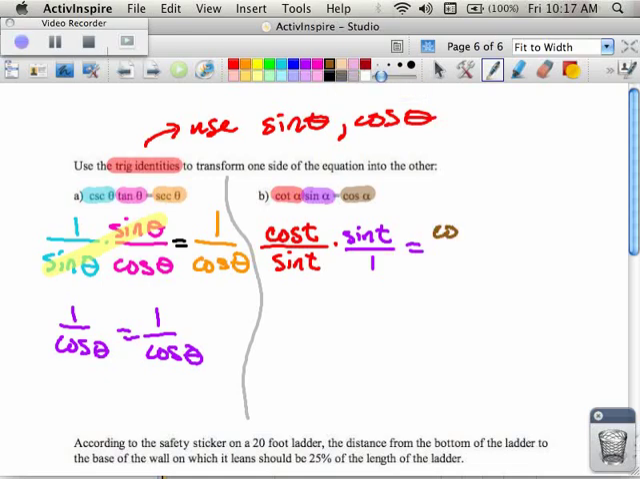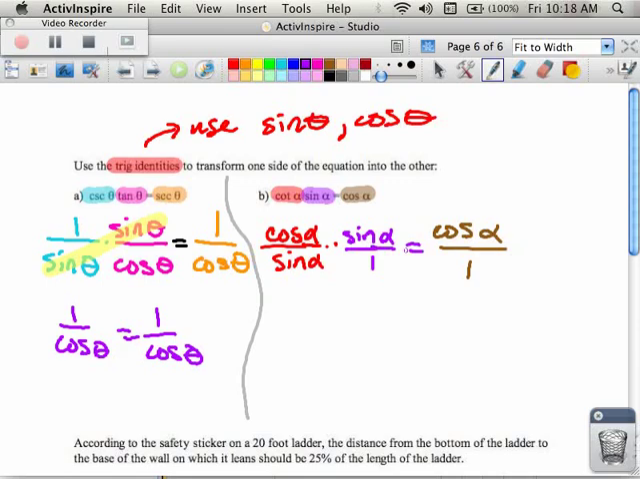Did I write down t in all these? Yeah. What a moron. Whatever. It's supposed to be alpha, actually. Sorry. I use a lot of different variables, so.